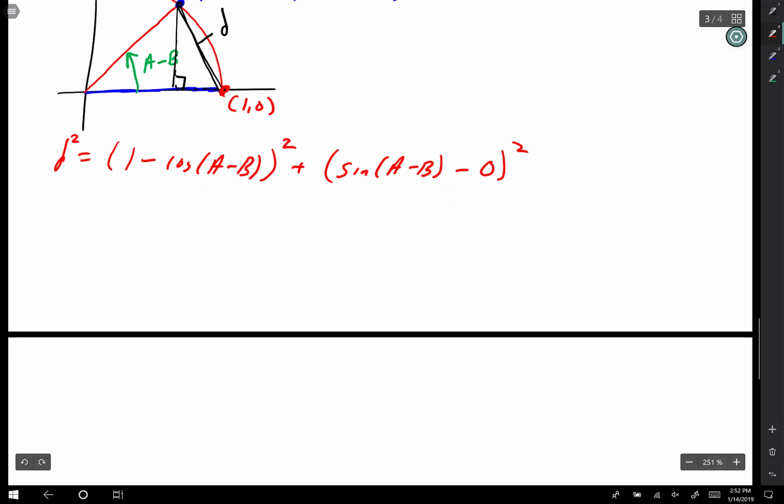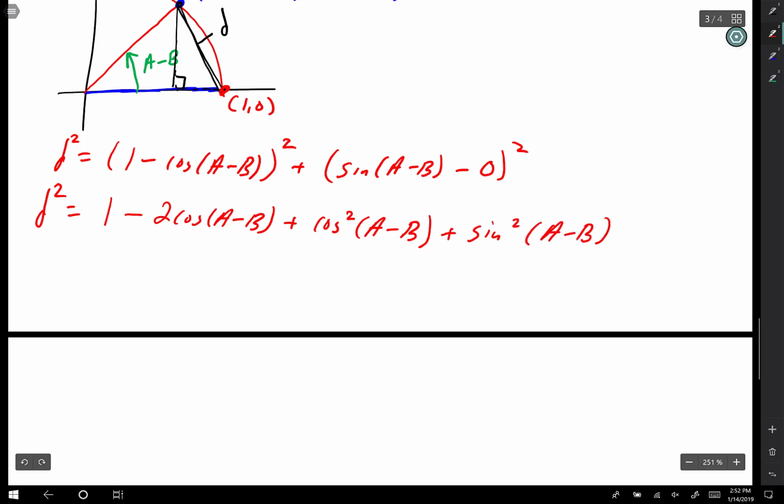I'm just expanding it. D squared equals 1 times 1 is 1. 1 times cosine a minus b is cosine a minus b. But how many of those am I going to have? So minus 2 cosine a minus b. And then negative cosine a minus b times the negative cosine a minus b is cosine squared of a minus b. Cool? And then this guy, sine a minus b minus 0 is just sine a minus b. When I square that, it's just sine squared of a minus b.